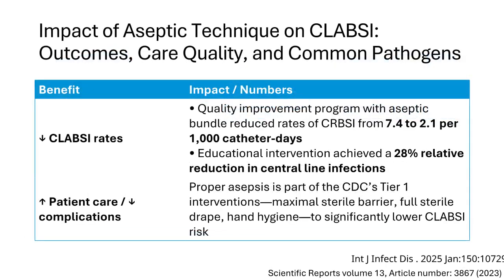This slide shows that good aseptic technique really works. With a proper aseptic bundle, catheter infections dropped from 7.4 to 2.1 per 1,000 catheter days. Training also helped reduce infections by about 28%. So the message is simple: full sterile barrier plus full drape plus hand hygiene equals lower CLABSI. Next, we'll look at the common pathogens.